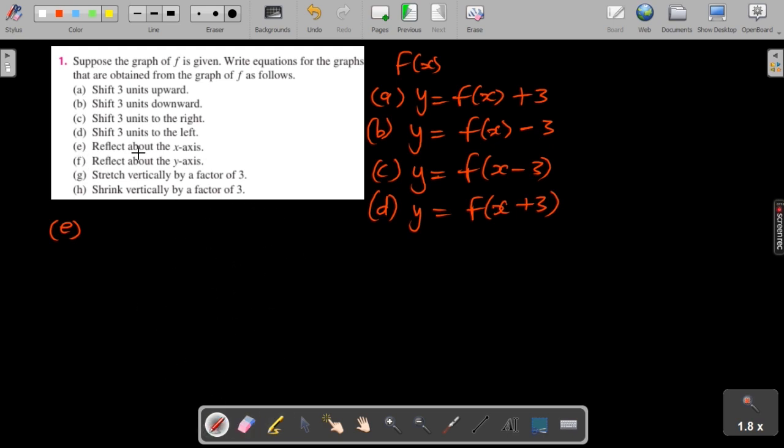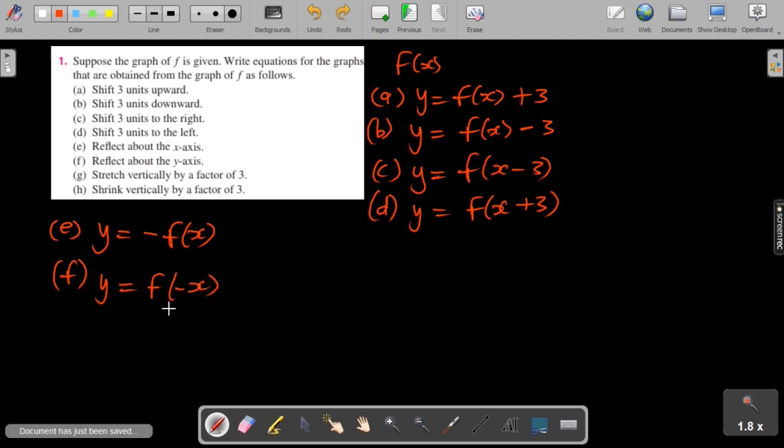So in E, we're reflecting about x, so we're going to negate our y. And if you negate the y, we just have this, and f of x represents y, so we're going to negate it. Then with F, we are reflecting about the y, so we're going to negate the x. So that's why we have a negative x in there.